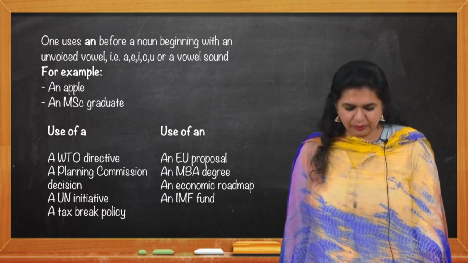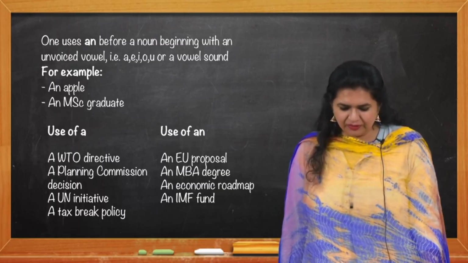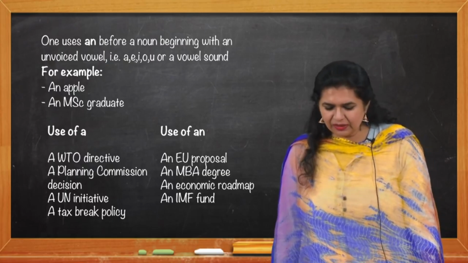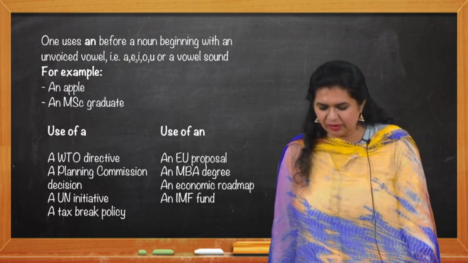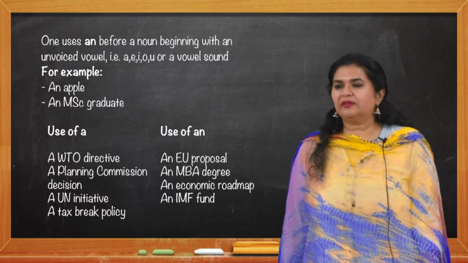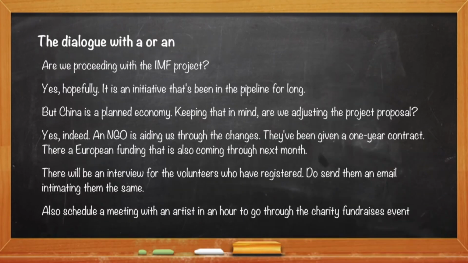Commission decision, a UN initiative, a tax break policy, and use of an EU proposal, an MBA degree, an economic roadmap, an IMF fund. So, here look at this dialogue and look at the usage of a and an. Are we proceeding with the IMF project? Yes, hopefully it is an. So, look at the way an is used. It is an initiative that has been in the pipeline for long, but China is a planned economy.